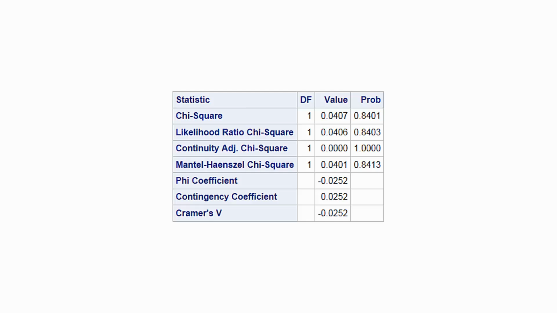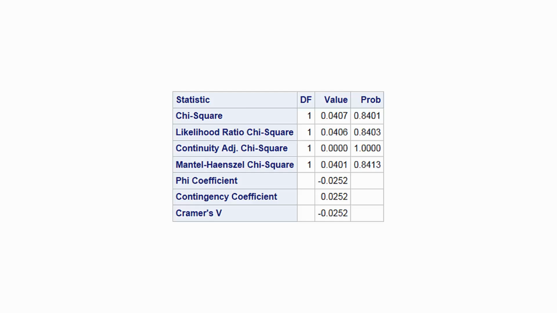The final hypothesis test we'll discuss in this module is the Chi-Square test. The application of the Chi-Square statistic that we'll talk about in this video is to test the null hypothesis that two criteria of classification, when applied to the same set of entities, are independent.